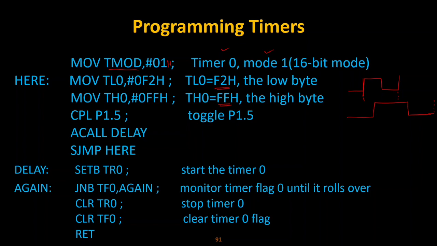If it starts with F, it is an alphabet, so 0 should be added in front. After that, it is going to get its output on port 1, 5th pin. So CPL is going to be used as complement.